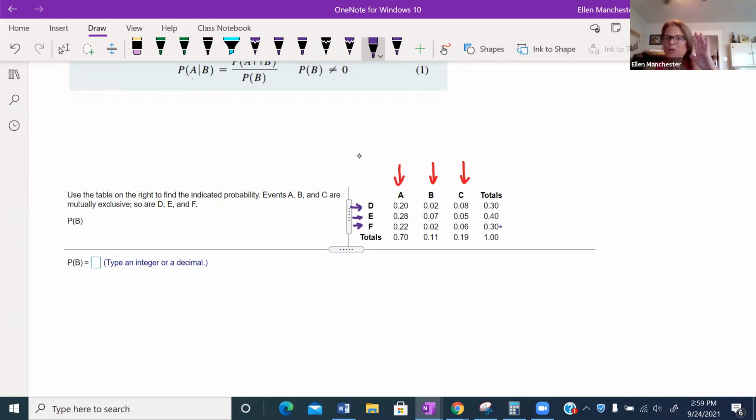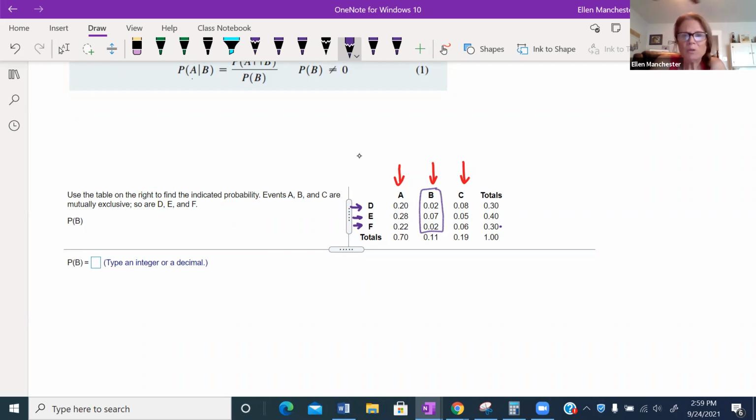So remember, probability is always between 0 and 1. When you add up all the probabilities, you should get a total of 1, okay? So with that said, we want to find the probability of B happening. So you come over here, and this column right here is all B, right? So you're going to find the probabilities of every single one of these, and they're given to you. You don't have to find them. They're already given to you.